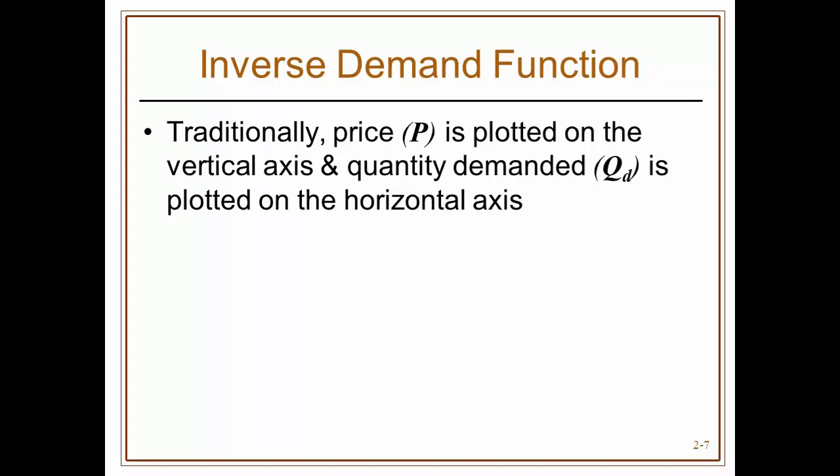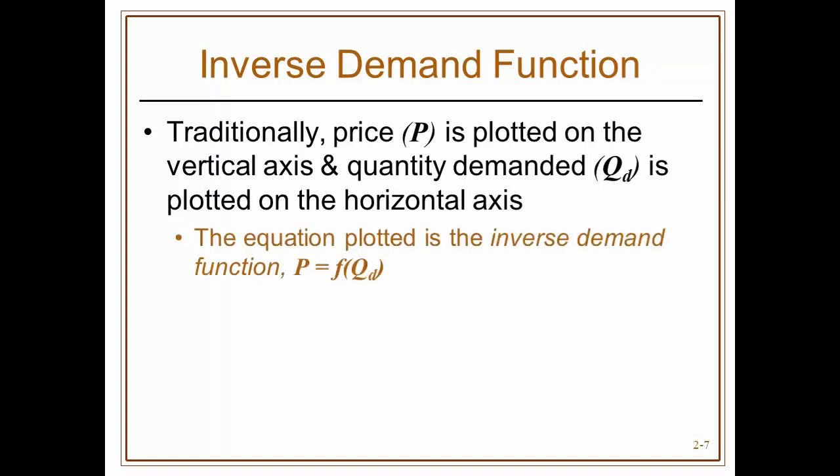So because of that tradition of having price on the vertical and quantity on the horizontal, we have to flip our demand equation around so that we have price as the left-hand side variable and quantity on the right-hand side. We call this an inverse demand function. When we say inverse demand function, we're not talking about the fact that quantity and price are inversely related.